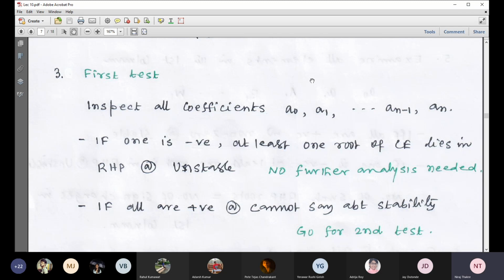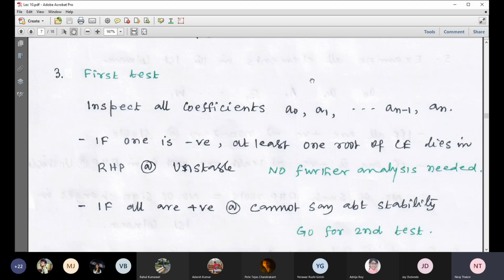And if all are positive, we still cannot say anything about stability. So we need to go for the second test. If all coefficients A0 to AN are positive, still we are not sure about stability. So we need to go for the second test.